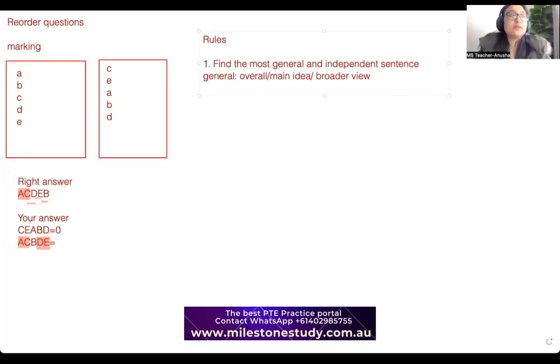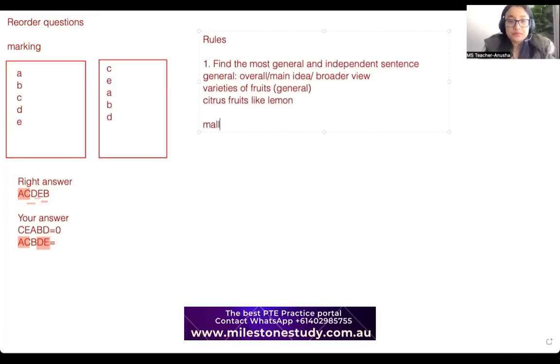Now this means if we are talking about varieties of fruits in one sentence and the other sentence is talking about citrus fruits, which one is more general? This one is more general because under varieties of fruits you will have lemon, you will have citrus fruits, you will have tropical fruits, you will have this and that. So varieties of fruits is more general.